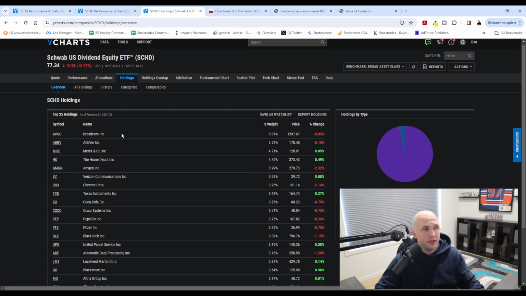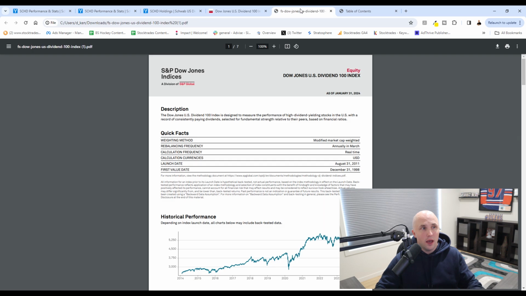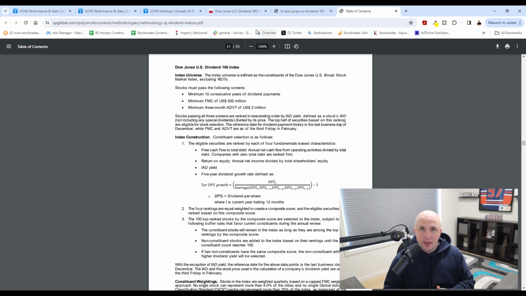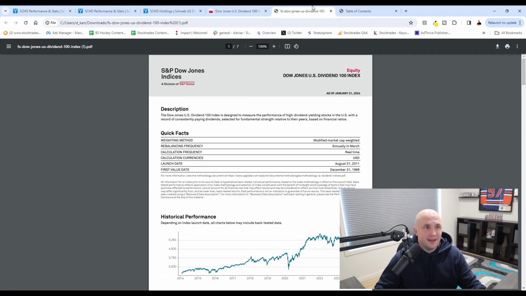So I'm going to click over to the top holdings here, but the first thing I want to do is actually go to the index that this fund tracks and its methodology when it comes to picking the stocks in it. Now, SCHD is an index fund, and it tracks the Dow Jones US Dividend 100 index. So this is a modified market cap weighted index, and it is designed to measure the performance of high dividend yielding stocks in the US with a record of consistently paying dividends, selected for fundamental strength relative to their peers based on financial ratios. So this isn't just a yield focused index.